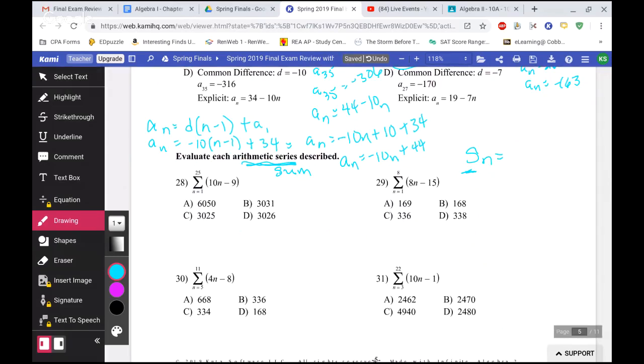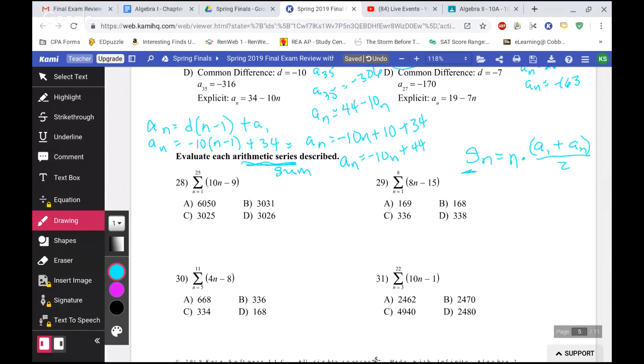The summation. The formula for an arithmetic summation is n, which is the number of terms within the sequence, times the value of the first term plus the value of the last term, all divided by 2.